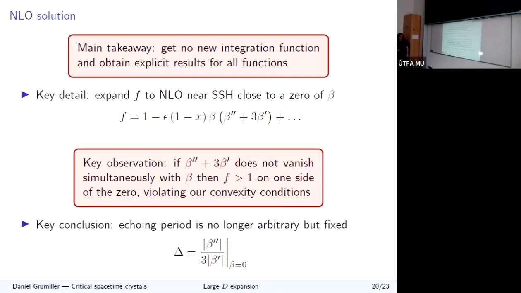So the key conclusion is that the Ekman period is no longer arbitrary, it's actually fixed. It's fixed by this ratio of the value at zeros of beta. So that means we already get a prediction for what this Ekman period is from taking the next leading order. It's no longer arbitrary, but uniquely determined once I give you beta. And beta also has to obey this restriction, because if there were a different solution to beta equal to 0, then all of them have to give the same Ekman period.